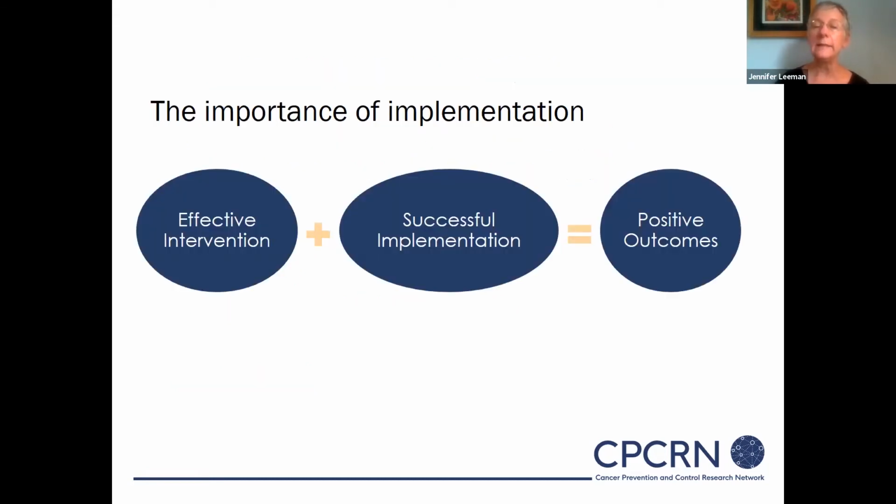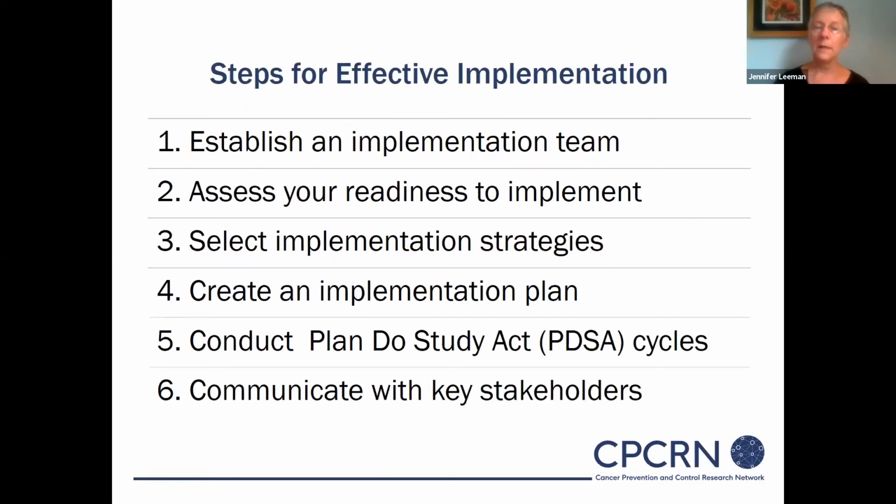Another way of saying this is that in order to achieve positive outcomes, we need to have both effective interventions and successful implementation. So we're going to talk about 6 steps for effective implementation, and I'm going to go through each of these one at a time, starting with establishing an implementation team.